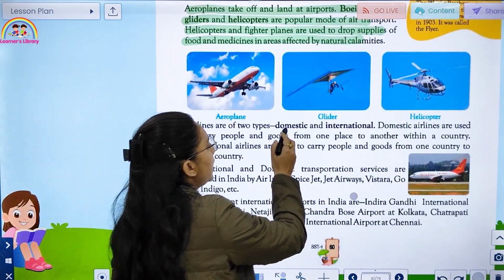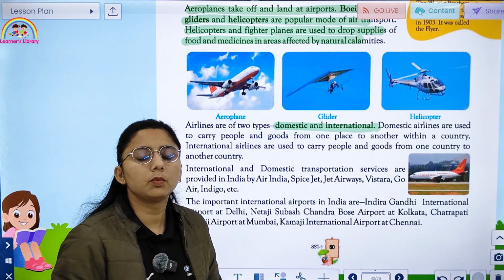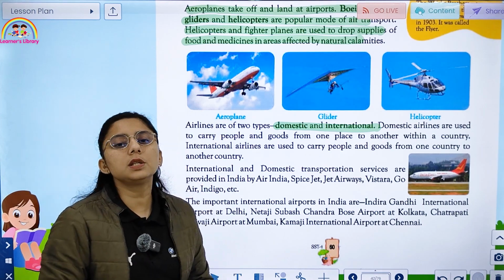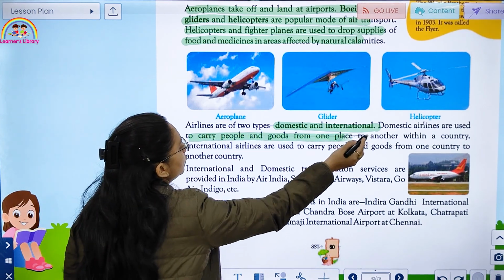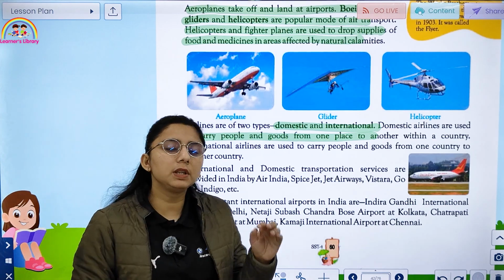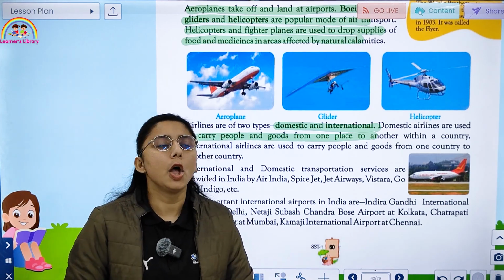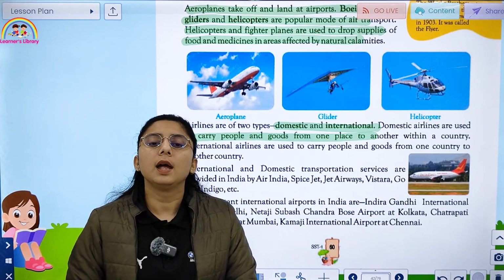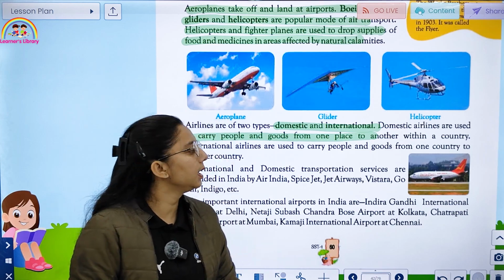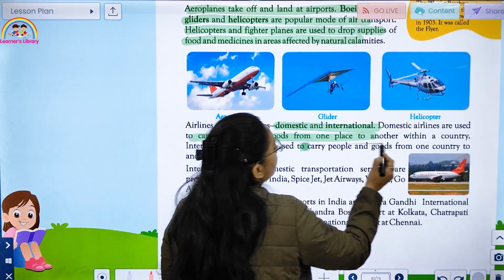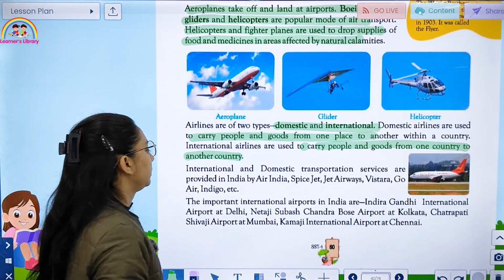Airlines are of two types. We have domestic and international. What is a domestic airline? It is used to carry people and goods from one place to another. When you travel from one place to another within a country, we go by domestic airline. If we talk about international airline, we carry people and goods from one country to another.